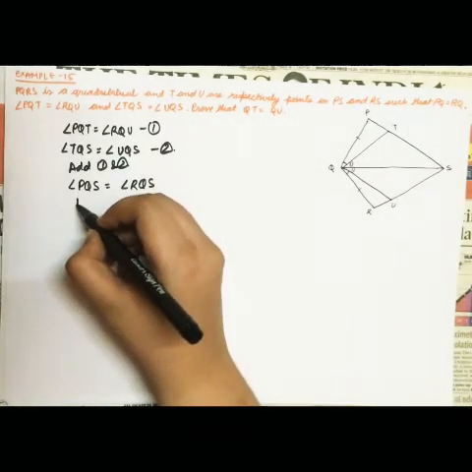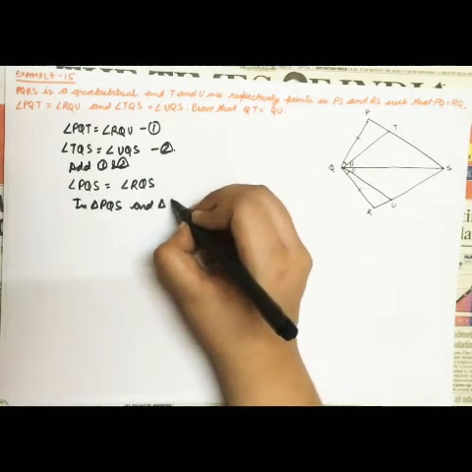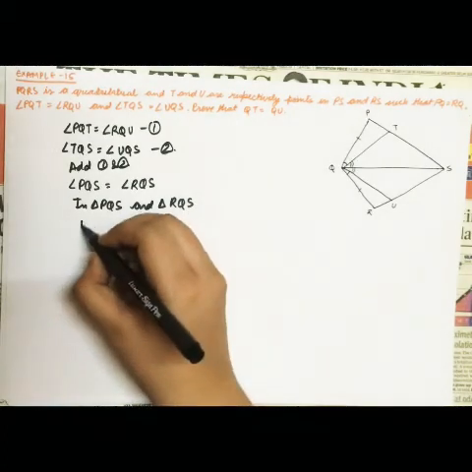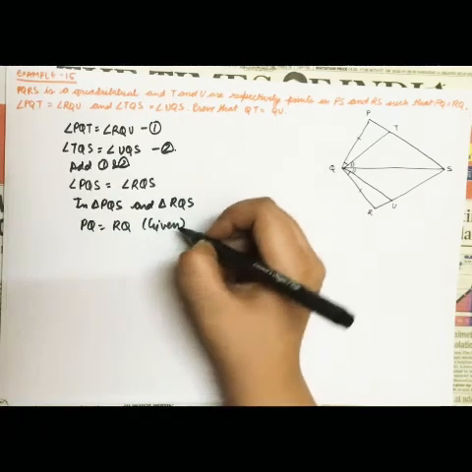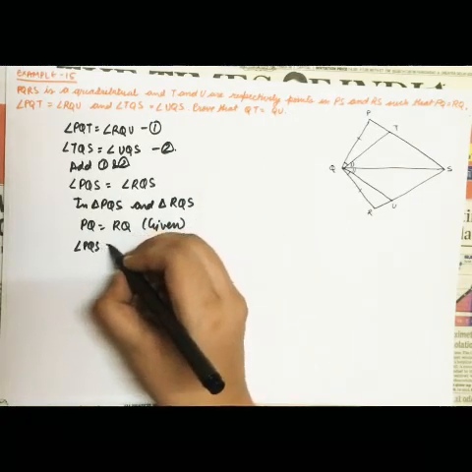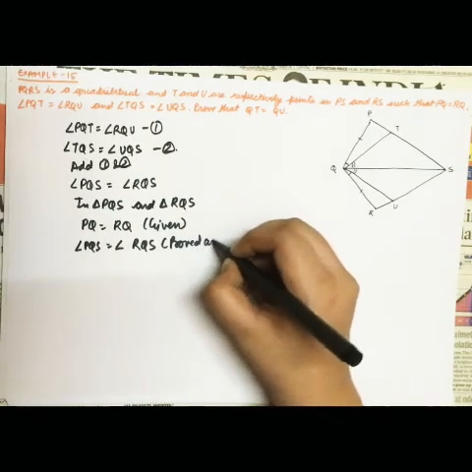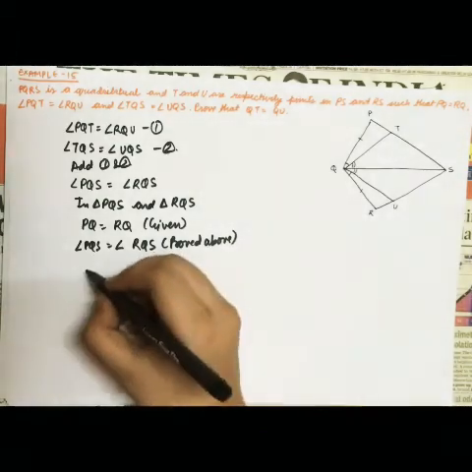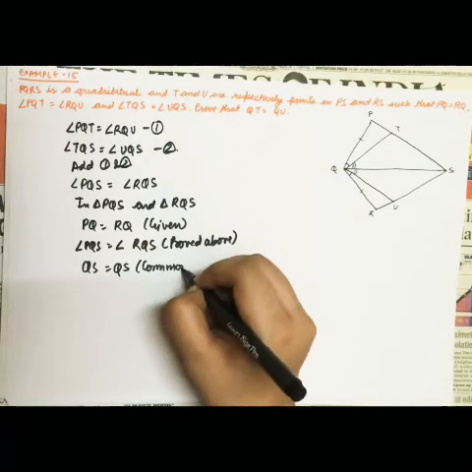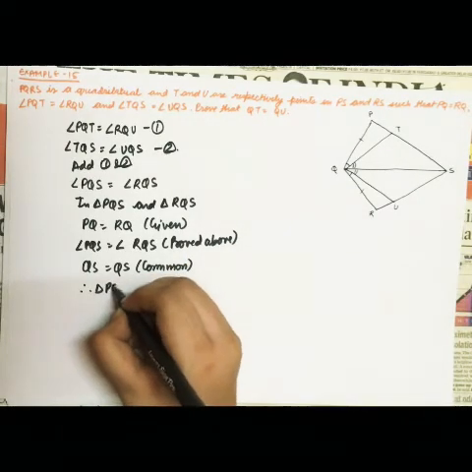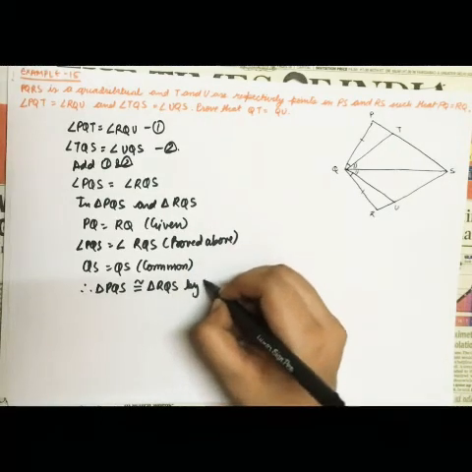Now in triangle PQS and triangle RQS, PQ is equal to RQ as it is given to us. Similarly, angle PQS is equal to angle RQS. We have proved this above. Now QS is equal to QS as they are common. Therefore, triangle PQS is congruent to triangle RQS by SAS rule.